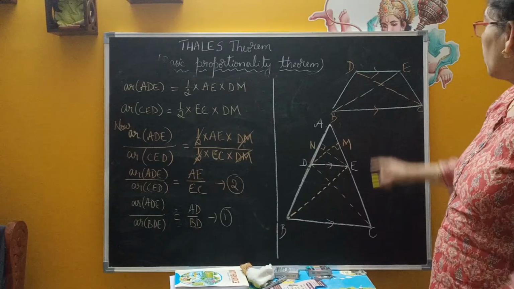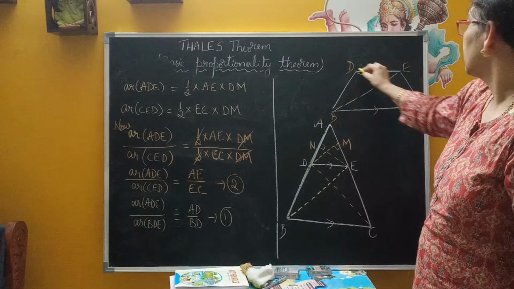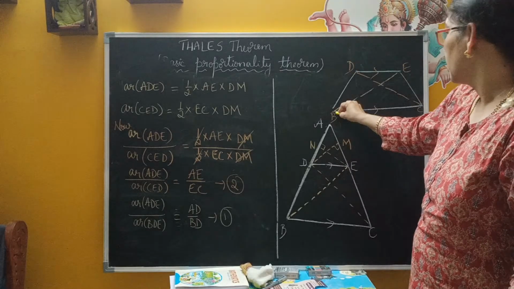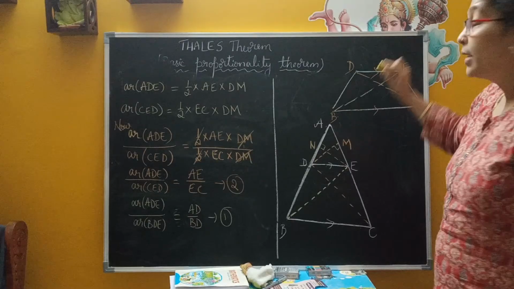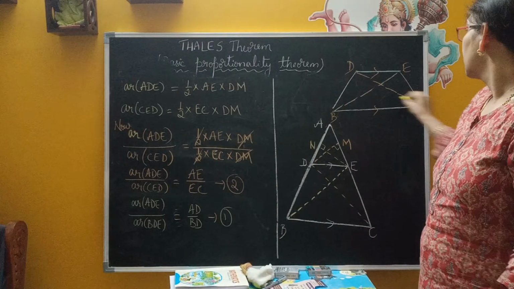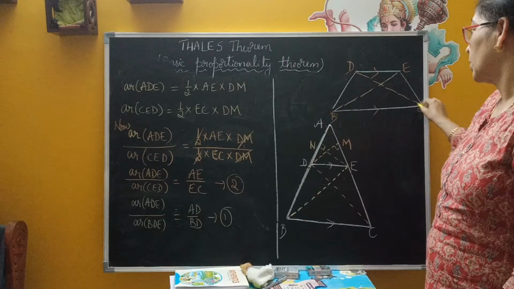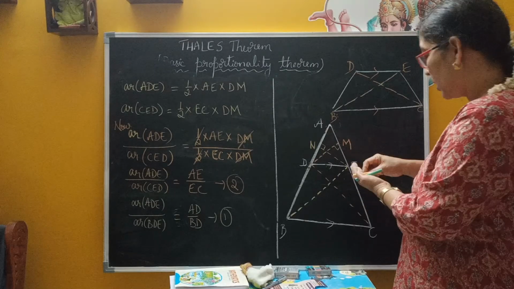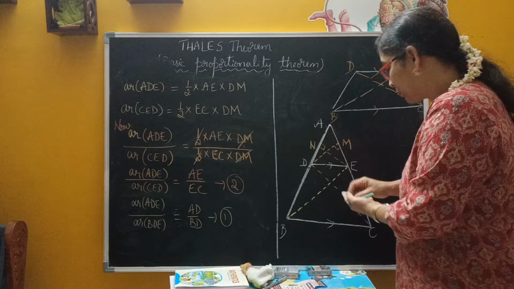So what do you say now? The area of DEB or BDE is equal to the area of CEB or BEC. Okay, both the triangles are equal in their areas. Which part? I'll show now. This part.